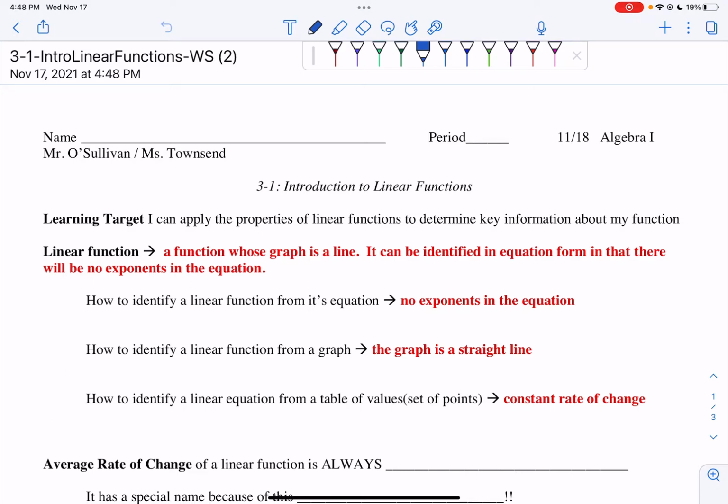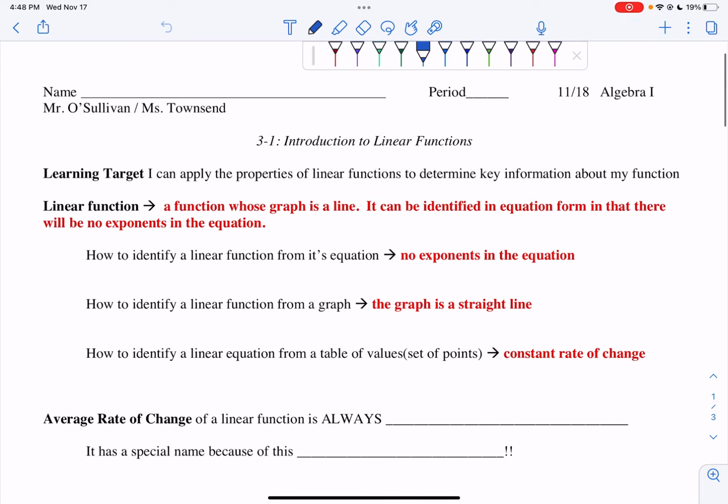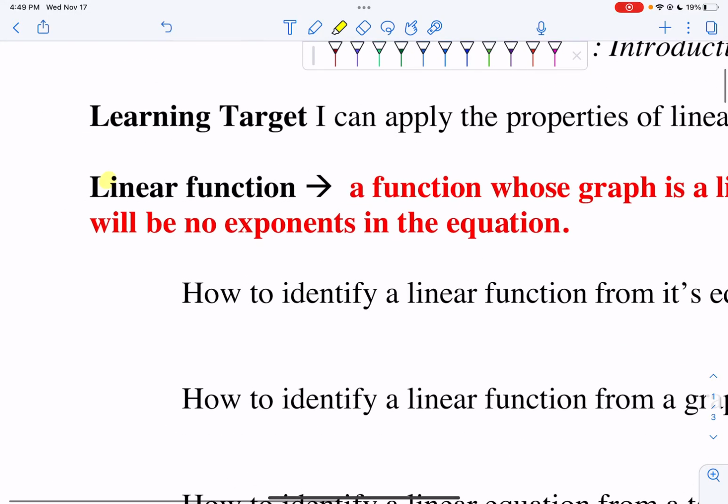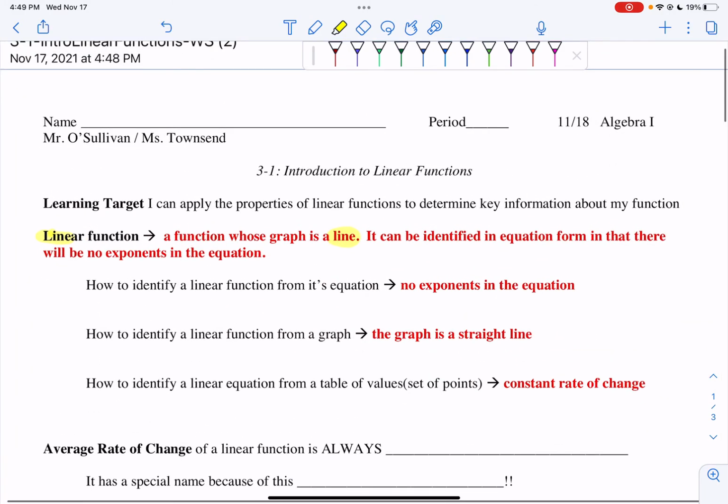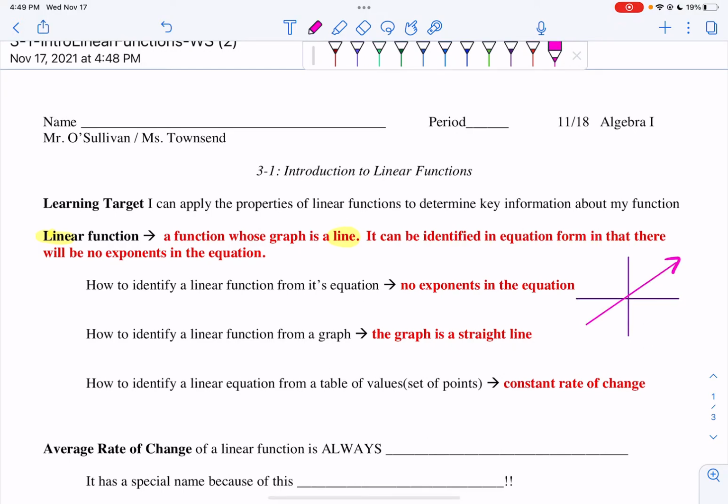The definition of a linear function is a function whose graph is a line. It can be identified in equation form and that there will be no exponents in the equation. So one of the things that we just need to know is that if we have a linear function, it's just going to be a line. So whenever I have a graph of a linear function, it will look something along these lines. It'll look like a straight line like this, or it could even look like this. As long as it's a straight line, it's a linear function.